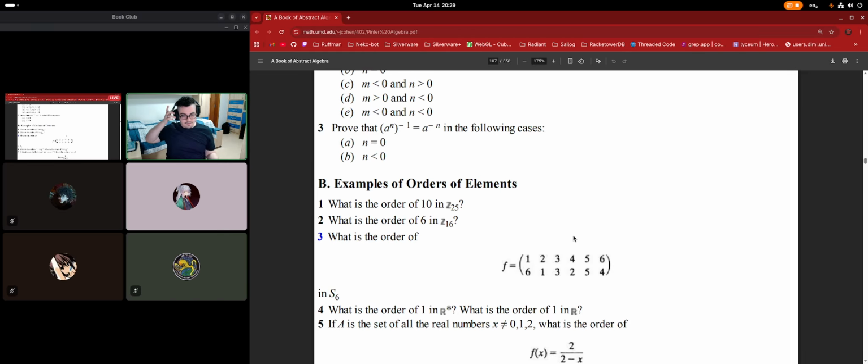Okay, so example of orders of elements. What is the order of 10 in integers modulo 25? So the order of a number, as we've seen in the example, is how many times you need to apply the operation using the number again until you have the neutral element, right? This is modulo, so we are reaching for 0. Basically, how many times do you need to add 10 to get to a multiple of 25, essentially? Isn't that 5 times? 5, yeah, it's 5.